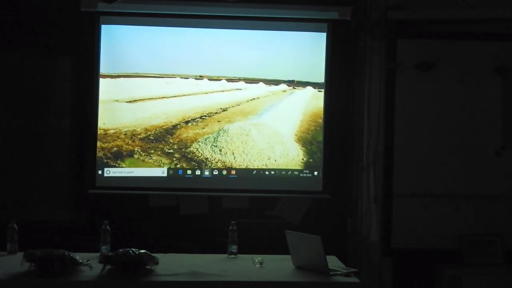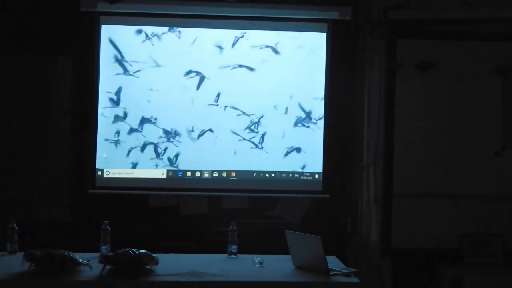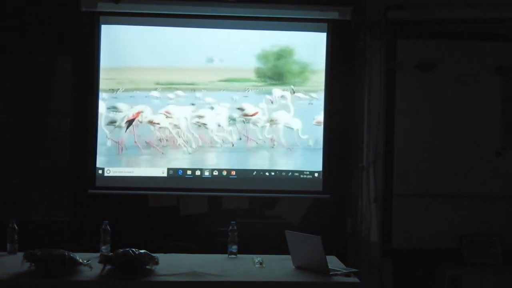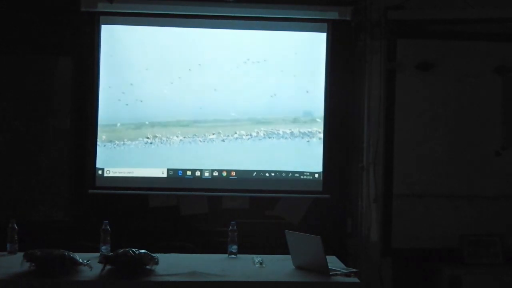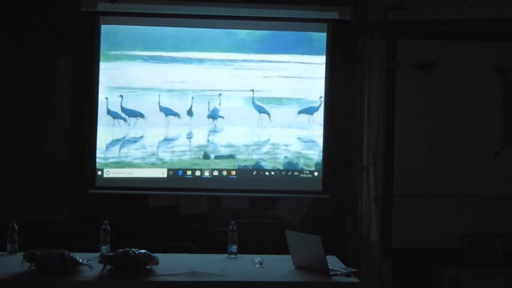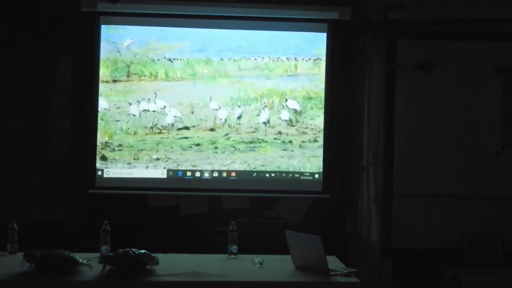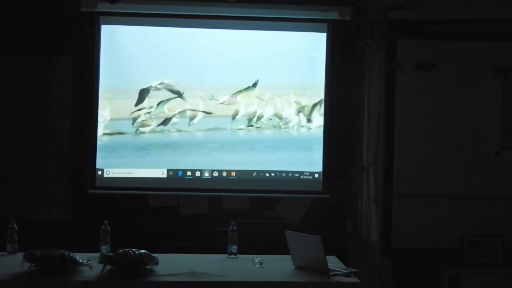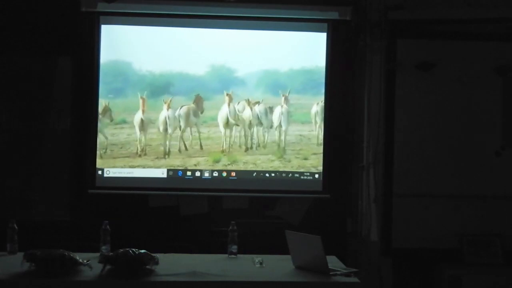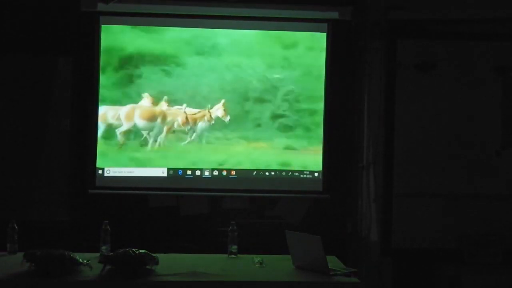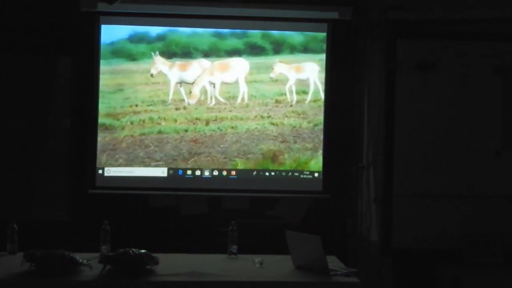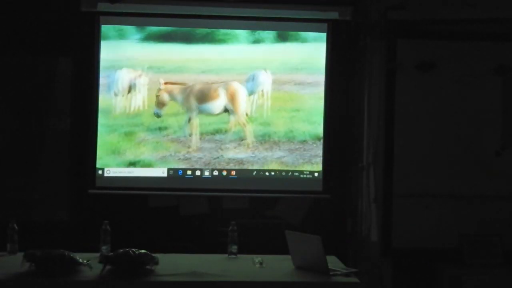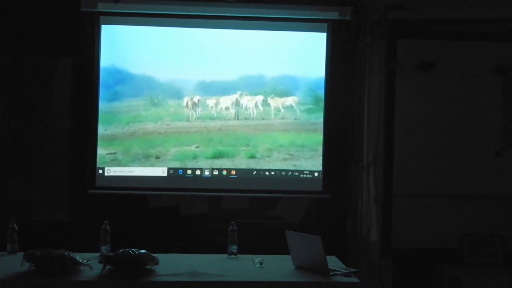Rann means salt marsh in the Gujarati language. The Little Rann is a birding paradise where the flamingos, pelicans, storks, and demoiselle cranes migrate to the wetland of the wildlife sanctuary, and is also the habitat of the endangered Asiatic wild ass, which are able to survive without water in the summer months when the temperature rises above 50 Celsius.